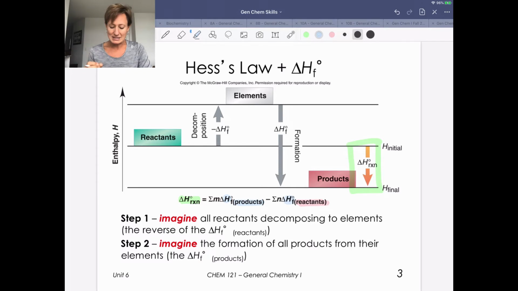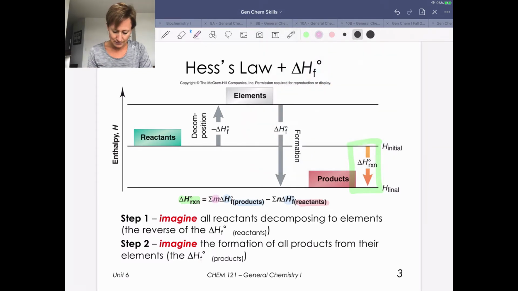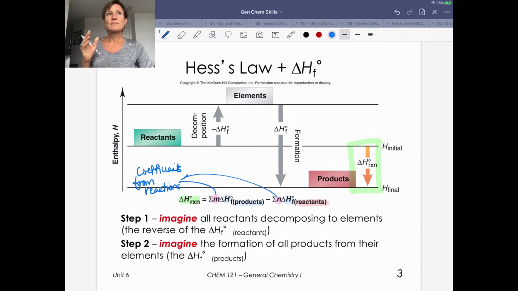We're going to look them up on this table. And importantly, we need to make sure that we scale these by coefficients. So let me highlight this here. These values that we're going to have here are going to be coefficients from our reaction. And this is always one of these skills that until you see it in practice, it kind of is a little bit confusing.